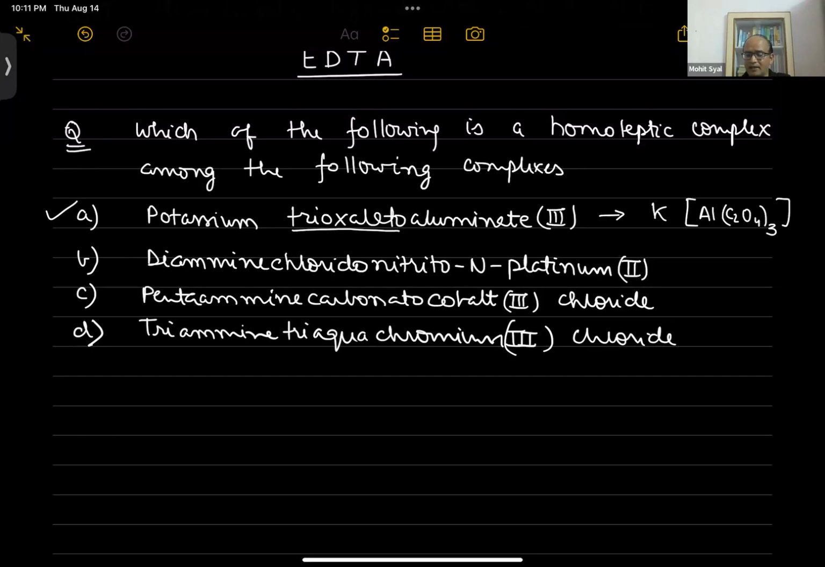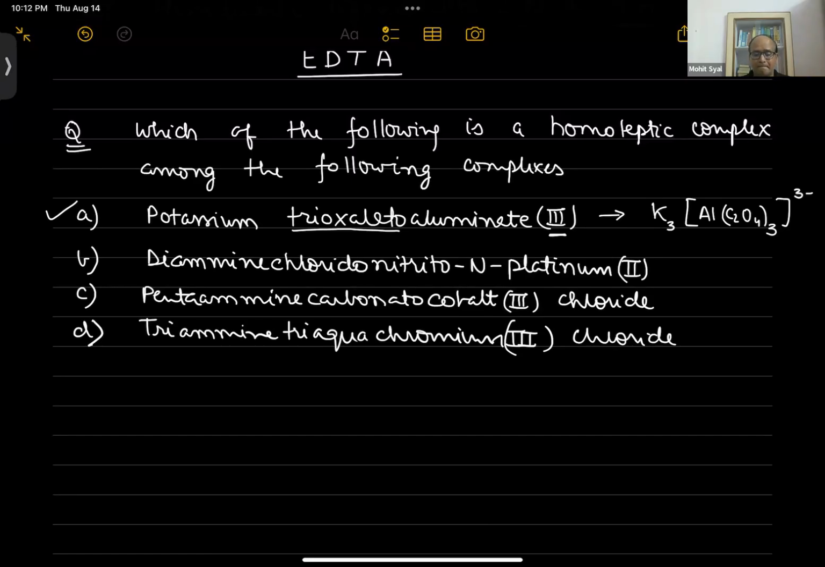Aluminium is +3, as its oxidation state is written in the bracket as +3. Each oxalato carries -2 charge, so -6 because there are three oxalato. So on the square bracket, you will have -3. Okay, so K3 is going to be the formula of the complex. I hope it is clear to all of you how to write the formula from the name.